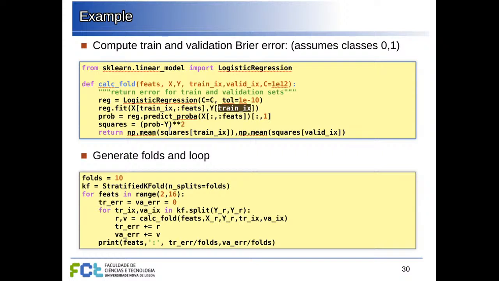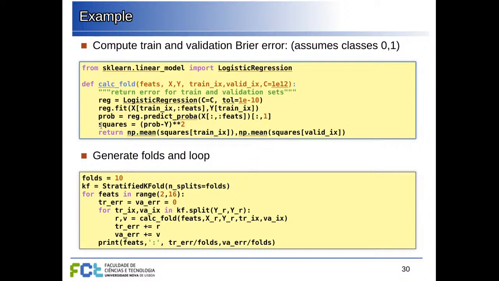And now we're going to predict the probability for all the points in the training set. And we're going to separate this into the error for the points that we have assigned to the folds for training in this particular instance, and those that are assigned for validation.